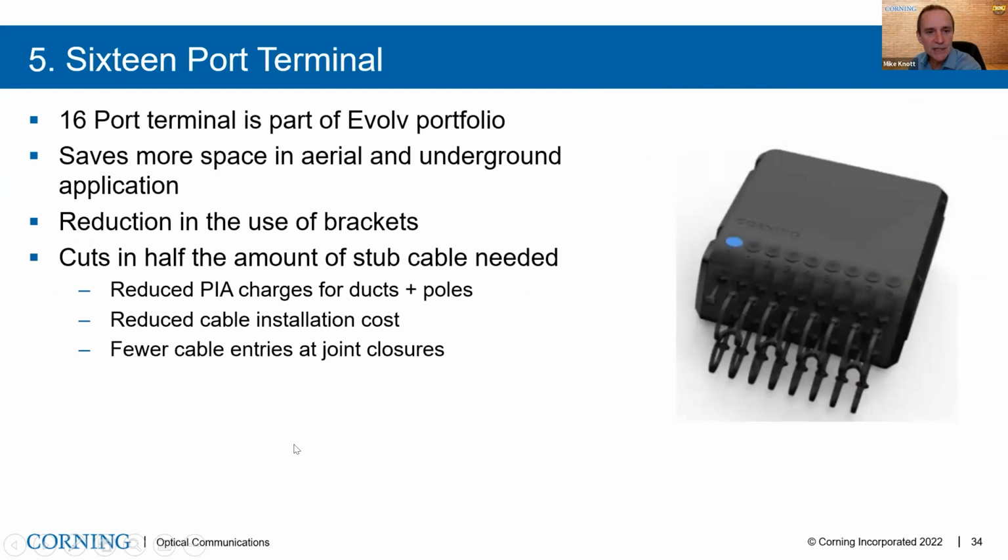And also we have 16-port terminals. Often 2 8s are mounted where 16 ports are needed. Clearly, one 16-port is going to save space compared to 2 8s, but also in PIA, you pay per meter of cable, both in the duct and the cable routed along the pole. So if you're routing one single stub cable, that's much lower cost than 2 stub cables. So there are advantages there for PIA operators.